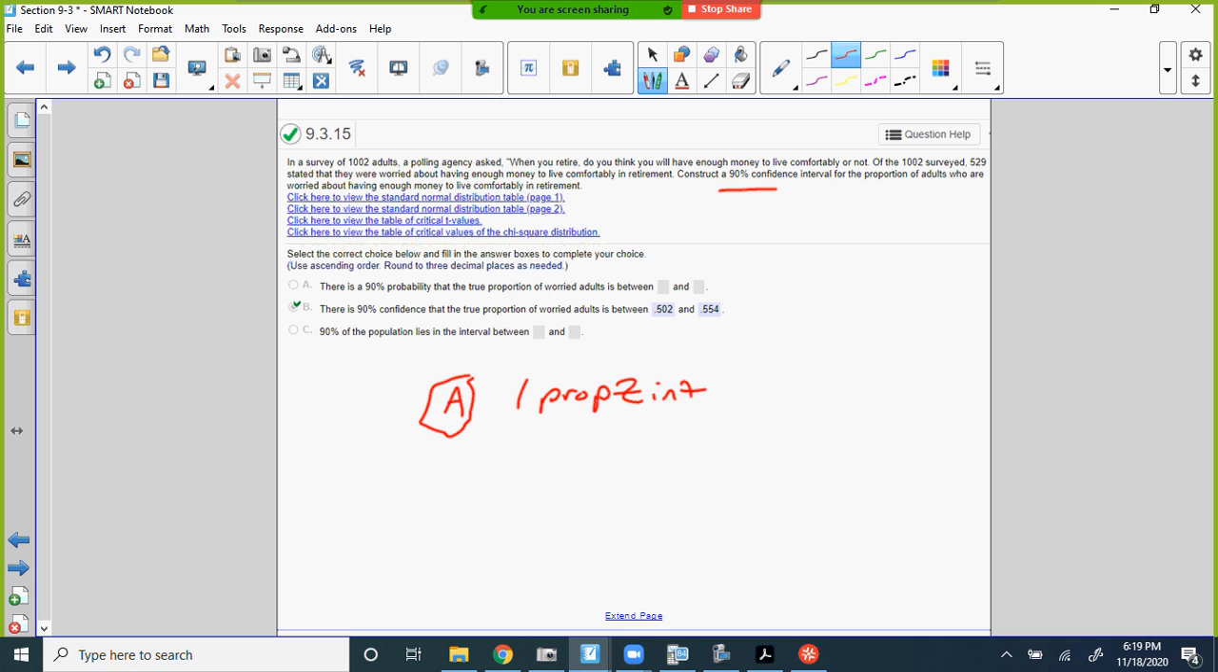Selection number A on your calculator. It's an X, an N, and a confidence level. That's the only thing that you need, right? Now, 529, 1,002, and then 0.9. Okay, and you get these, right? And there's a 90% confidence that the true proportion of worried adults is between these two amounts, right?